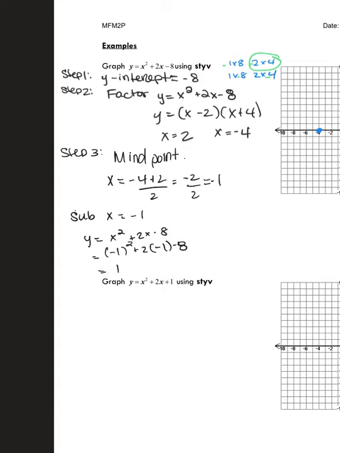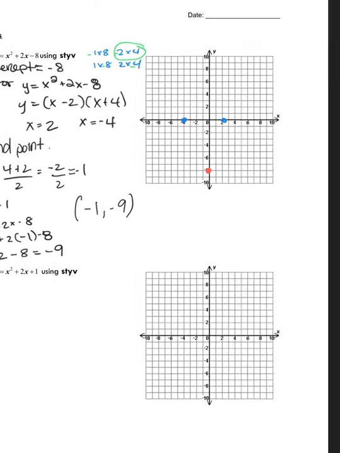Negative 1 squared is 1. 2 times negative 1 is negative 2, and then negative 8 there. Okay. 1 minus 2 is negative 1. Negative 1 minus 8 is negative 9. So this means that my vertex here is at negative 1 and negative 9.